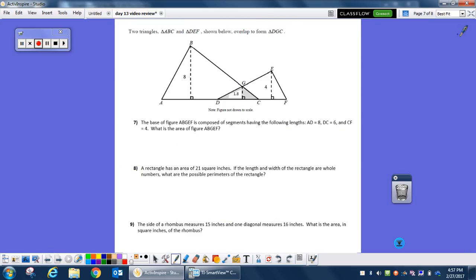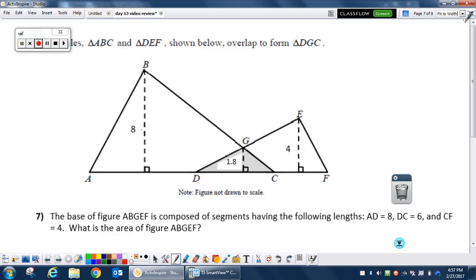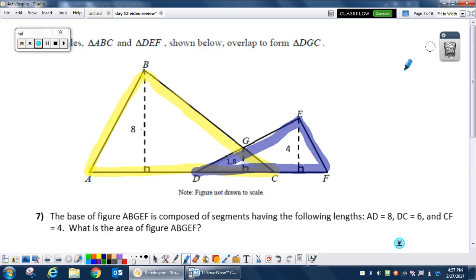Your second page, I will let you know that this one will be, oh, that's huge, an extra credit question. So they give us two triangles, A, B, C. So if you're a highlighter, Alex, I know you're a highlighter, A, B, C. Okay, and then we have triangle D, E, F. So please note that there is some overlap. Okay, so what we're going to do is we're going to take our picture, we're going to label the given information. So A to D is 8, D to C is 6, and C to F is 4.